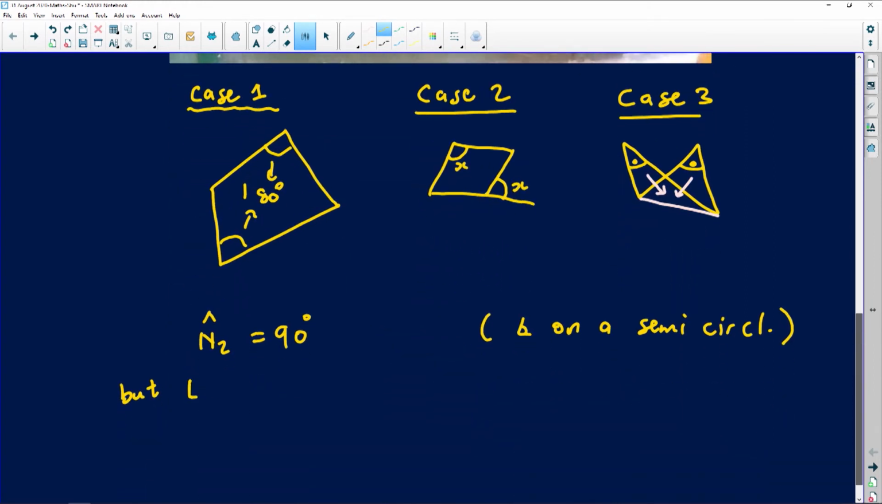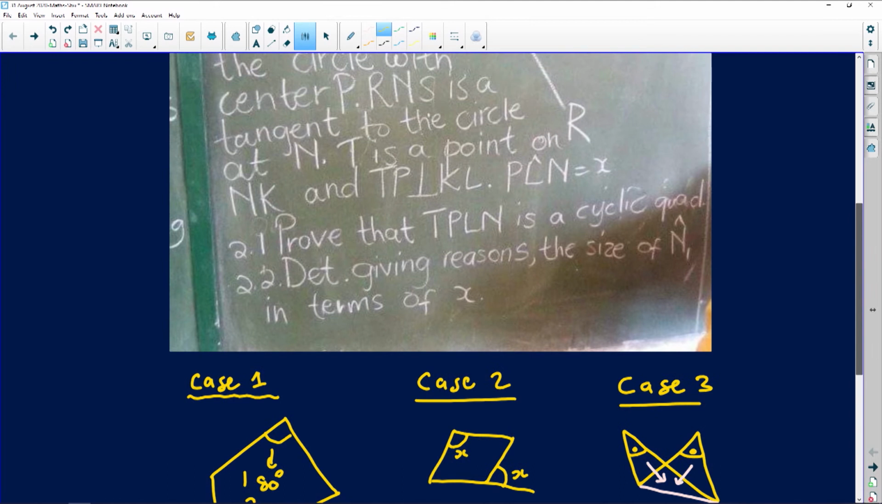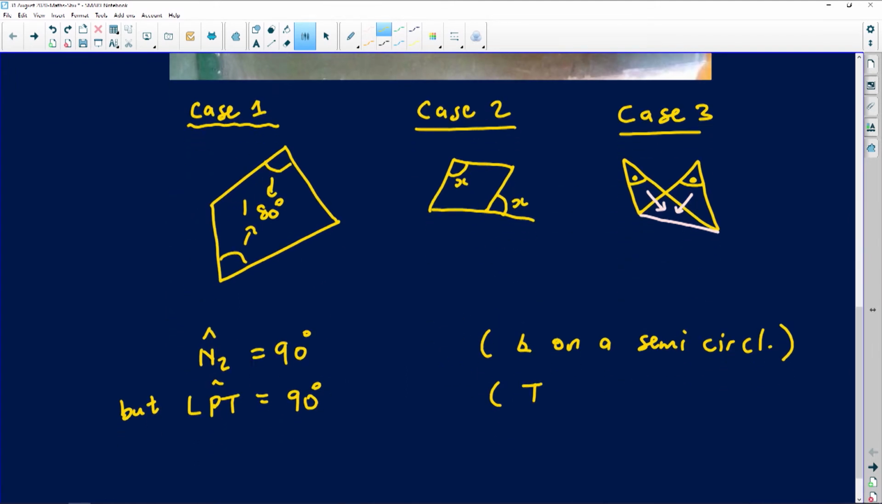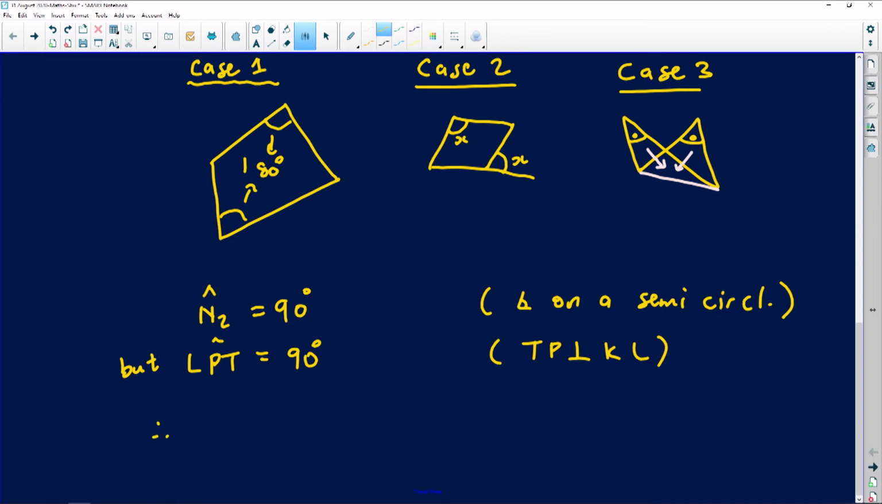LPT is also equal to 90 degrees, and this information was given to us because we were told, remember, that TP is perpendicular to KL. We were told that TP is perpendicular to KL. You can also say it is given to us, okay? Therefore, angle N2 plus LPT is equal to 90 plus 90, which is 180 degrees.